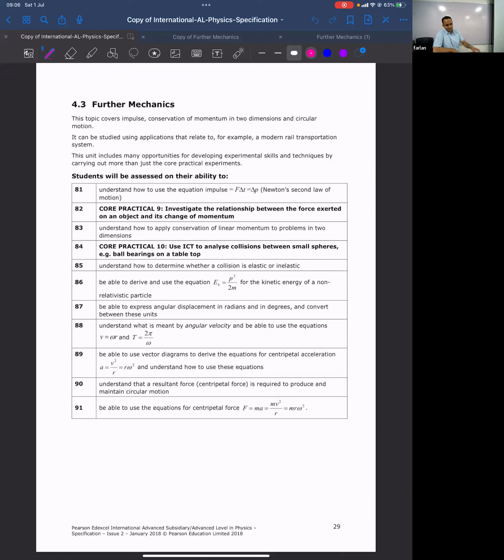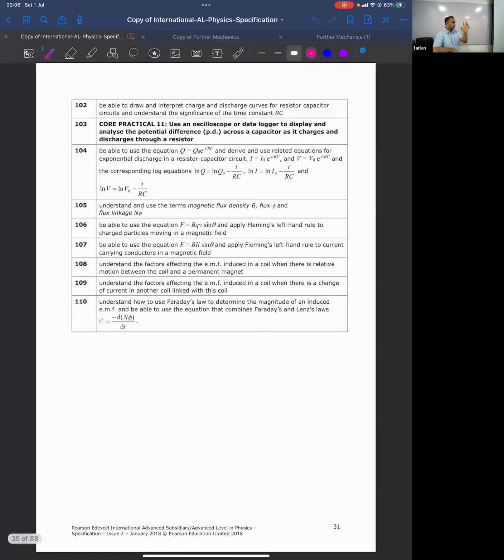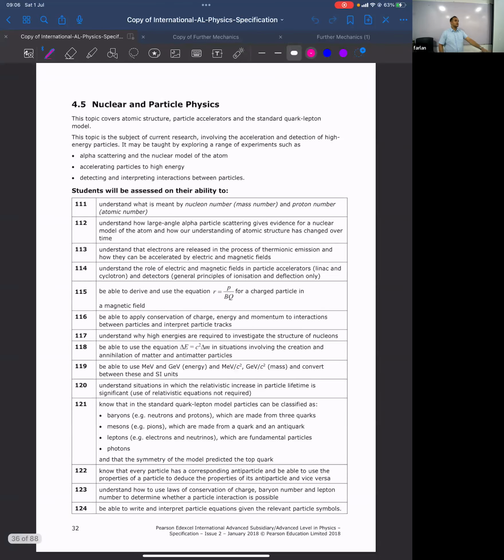And yes, electric and magnetic fields is nothing new to you. You haven't done it for AS levels, but you have done it for O levels, whether Cambridge or Edexcel. In both, you have done electric and magnetic fields, so it will be a continuation of that. You will need a basic idea about it. Nuclear physics is also something you have done for O levels, and you will do it in unit 4.